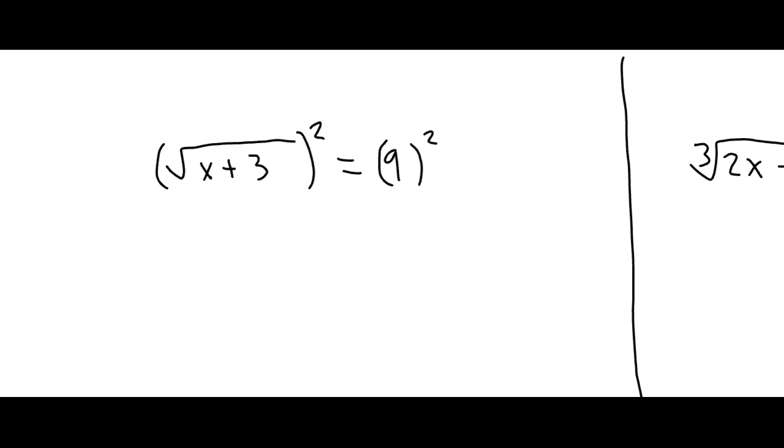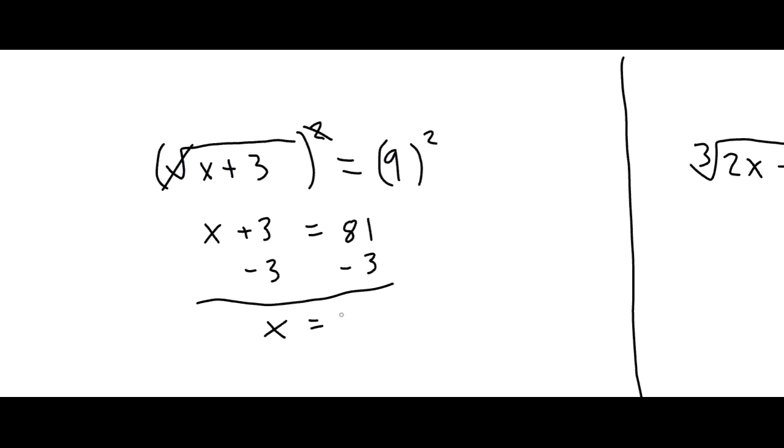When we do that, the square and the square root are going to cancel each other out, and we are left with x plus 3 equals 9 squared, which is 81. And now we want to get x by itself, so let's subtract 3 on both sides to get an answer of x equals 78. But wait, that's not all.